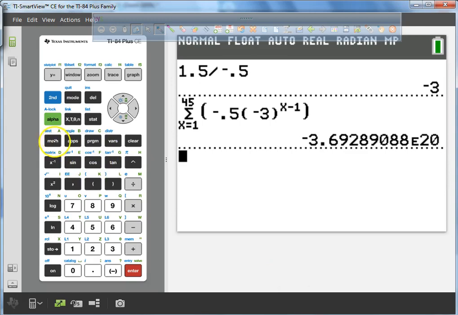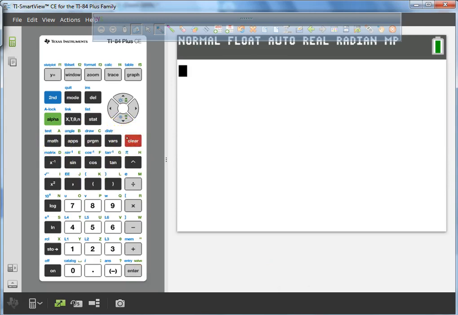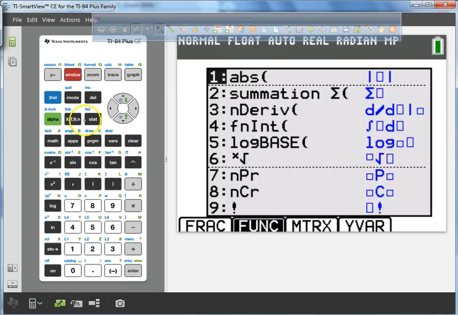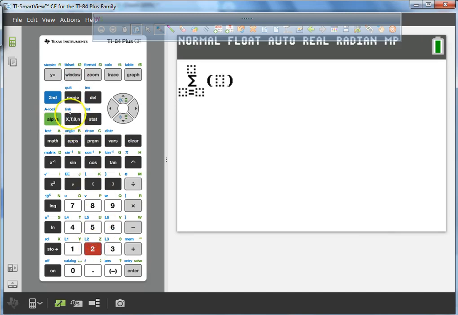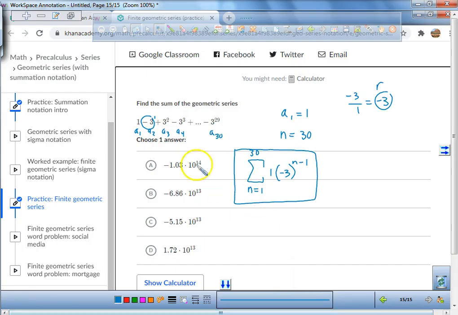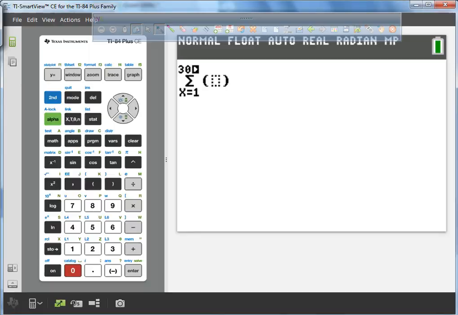So right here, I'm going to clear this out. I'm going to hit alpha window number 2. I'll put an x. I'll put a 1. We know there's 30 terms. If you're wondering, how did he get 30? Because if you start with 1, 2, 3, 4, you look how this power is 1 less than that. So if that's a 29, that has to be a 30.